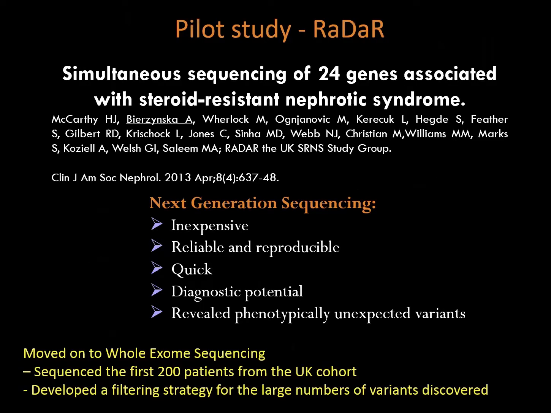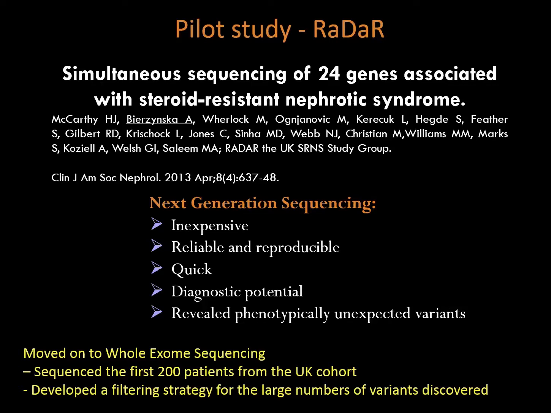One of the pilot studies we did when we started recruiting patients was to look at steroid-resistant nephrotic syndrome in children and look at the genetics. At the time, next generation sequencing was in its infancy, but we applied the iteration that was available to sequence 24 genes that had been published to be associated with SRNS. And what we found, the long and short of it, was that it was a very reliable technique. It was inexpensive, highly reproducible, rapid and had good diagnostic potential.